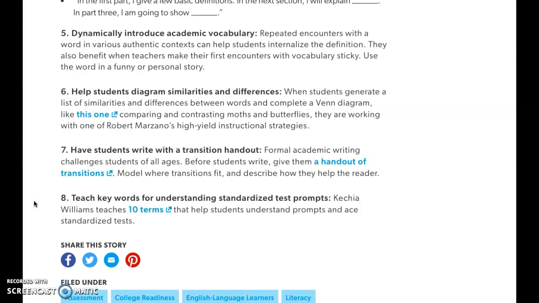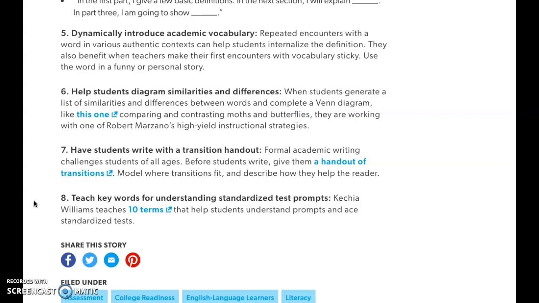So giving them things like a Venn diagram, or the example here was Robert Marzano's high yield instruction strategies. I think the Venn diagram is something that will be more commonly used and more commonly known in these situations, and allowing them to actually have a visual of what is the same and what is different, and letting them see the difference versus just explaining the difference. And the last two were have students write with the transition handout and teach keywords for understanding standardized test prompts.